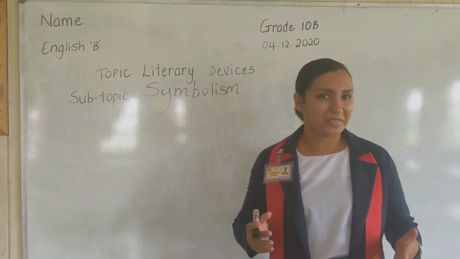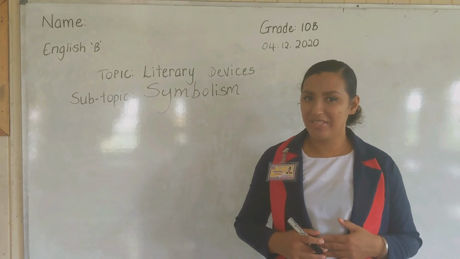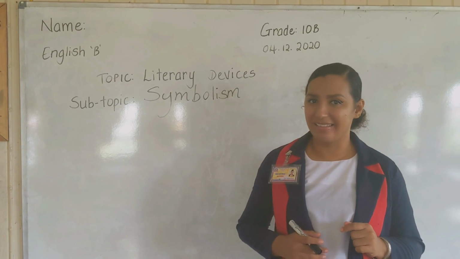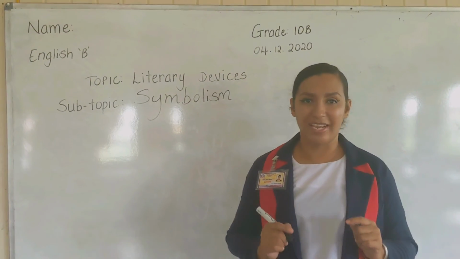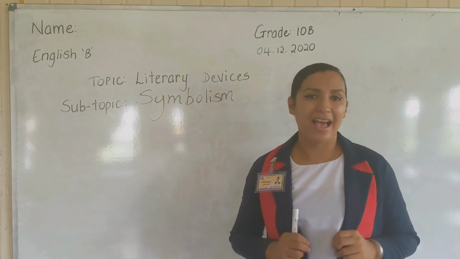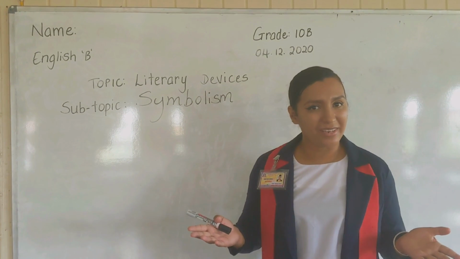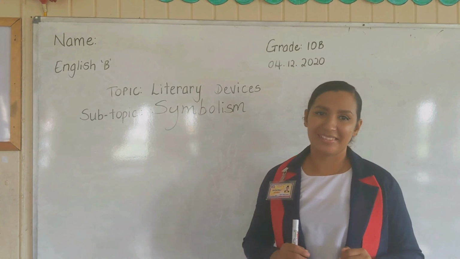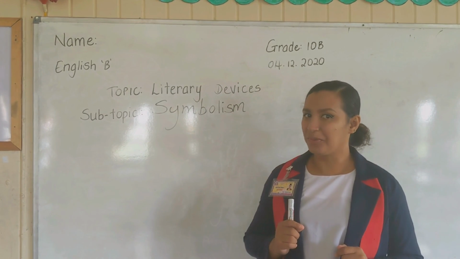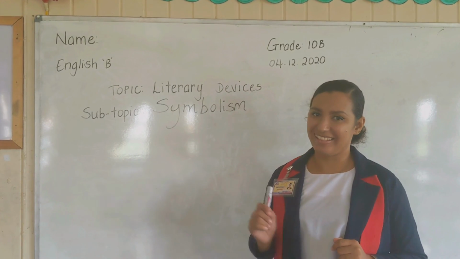Let's play a game to recap. So this game is called Two Truths and a Lie. Take a look at the screen. You're going to have two correct statements or truths about symbolism and one incorrect statement about symbolism. So, can you figure out which one is the lie? Let's go.